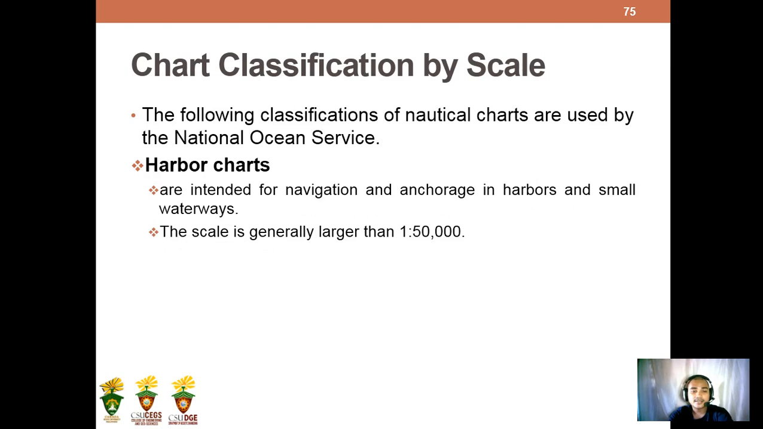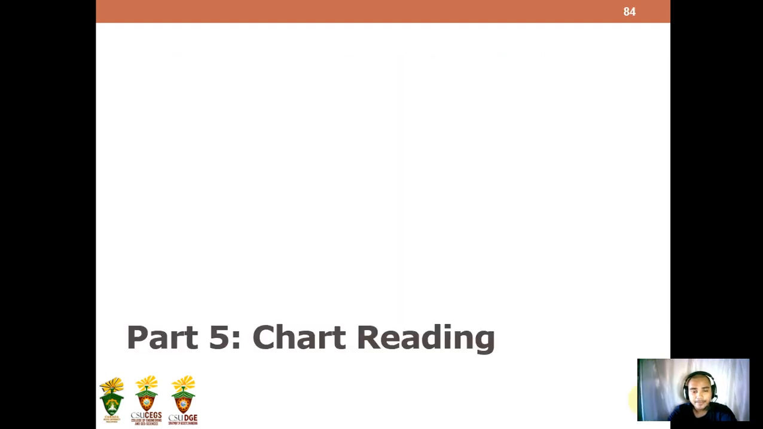Next, we have harbor charts. These charts are intended for navigation and anchorage in harbors and small waterways. This generally has a scale larger than 1:50,000. So much for part 4 of this material. Let's go now to part 5, which is all about chart reading.